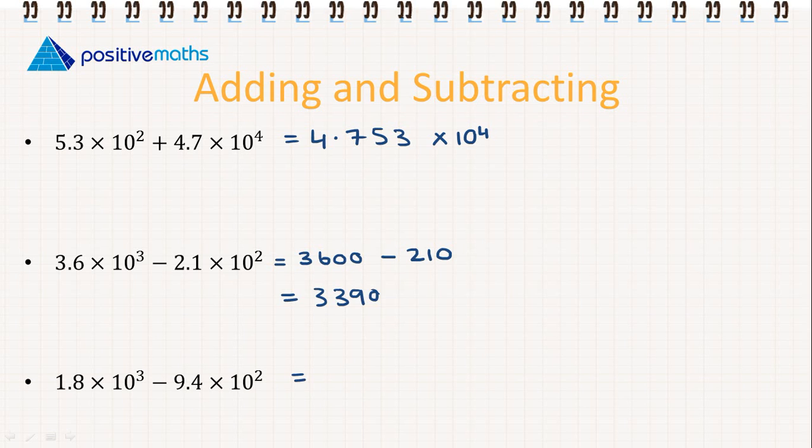And our last example, again, we're going to expand the number first. So we have 1800 minus 940. And we get 860.